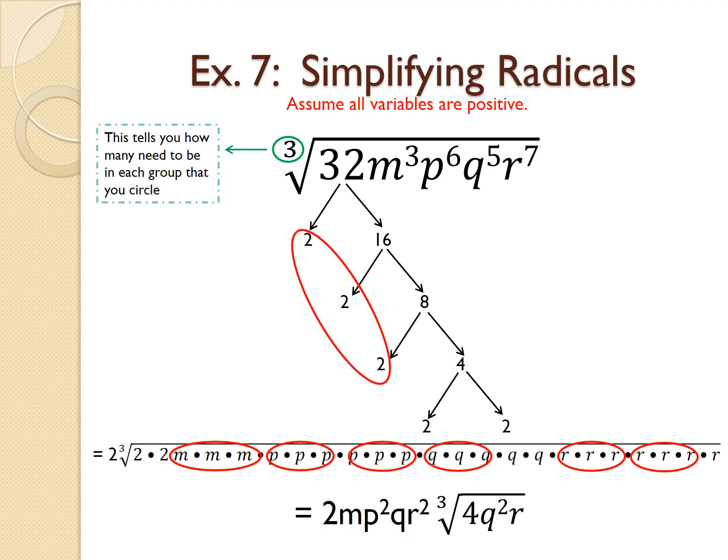And so you get 2m p squared, because 2 sets of p's came out, 1 set of q's, 2 sets of r's, and then if you look at what I had left over, I had 2 times 2, which is 2, q times q, q squared, and r.